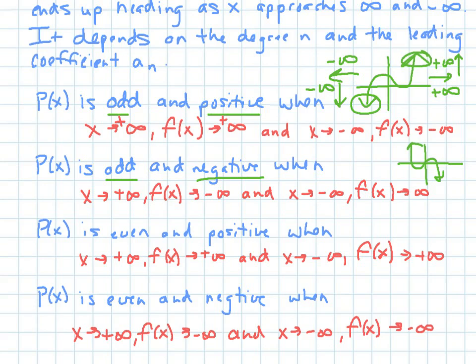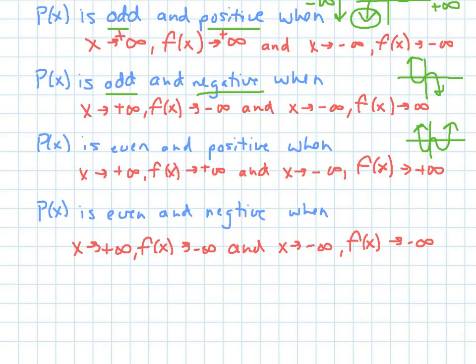If p of x is even and positive, that's going to look like this, okay, where both x heading to positive infinity and negative infinity, f of x is heading to positive infinity in both directions. Okay? And then if p of x is even negative, that means when you graph this, you're heading to negative infinity as you're going to positive and negative infinity for x. Okay? So those are the different types.